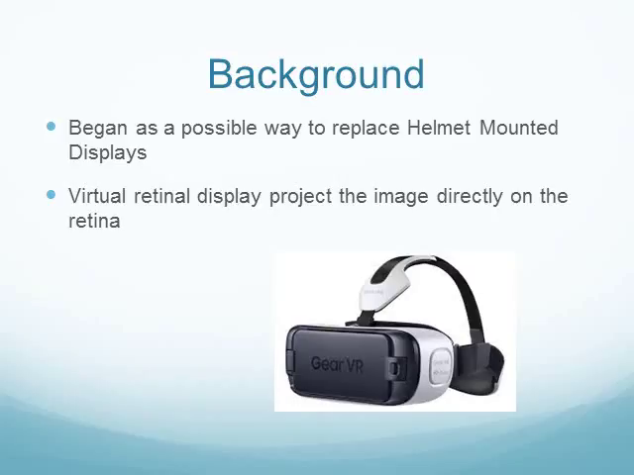Background. So virtual retinal displays began as a possible way to replace helmet-mounted displays. What differentiates a VRD, or virtual retinal display, image is that the image is projected directly onto the retina as opposed to some other forms of virtual reality where the image is projected instead on a screen. The main advantage to this is that you get a better quality of the image by displaying the image directly on the retina as opposed to on a display.